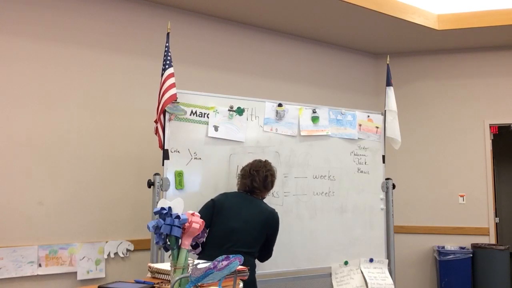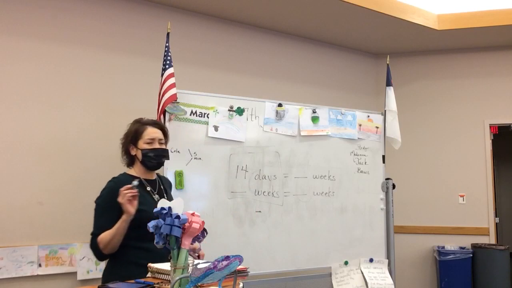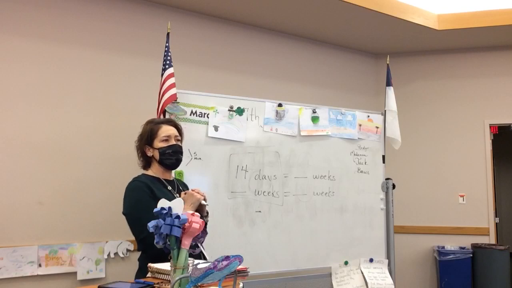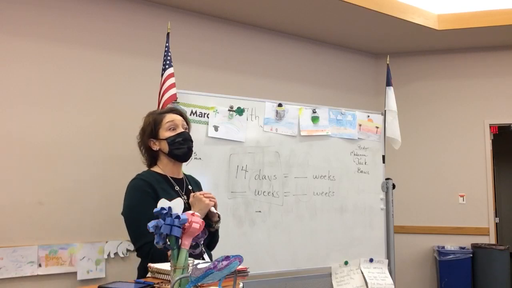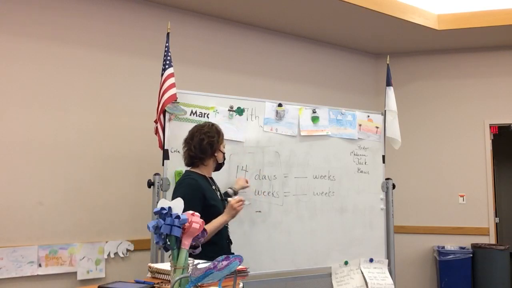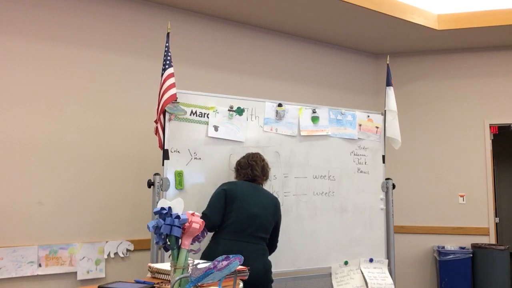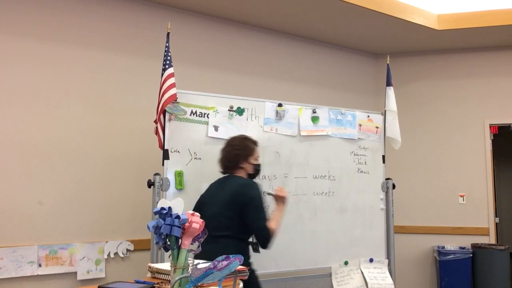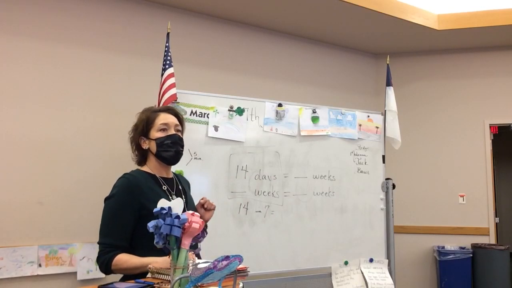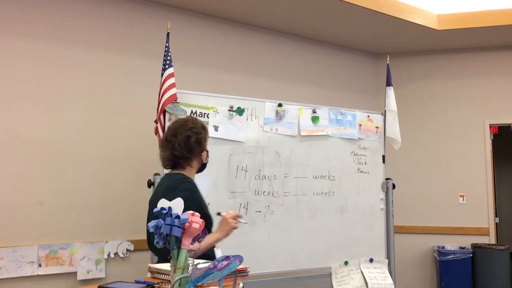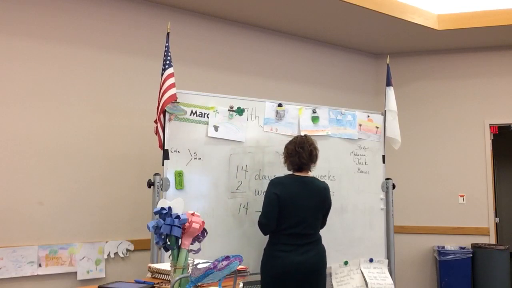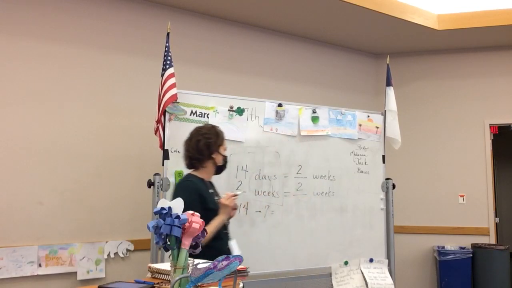Just going to put that right down here. How many days are in a week? 7. So we're dividing 14 by 7 equals what? What is 14 divided by 7? 2. So then we go over here, and 2 is the answer to the equation.